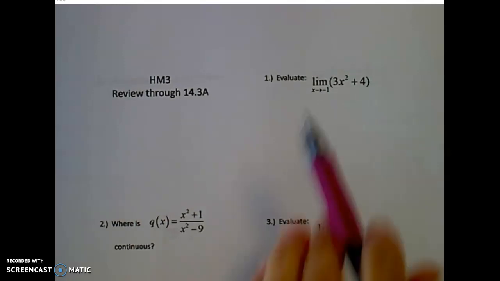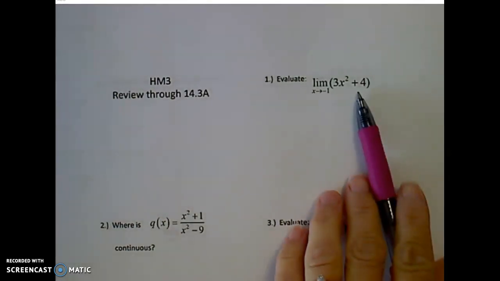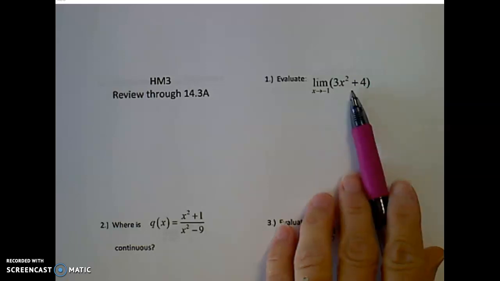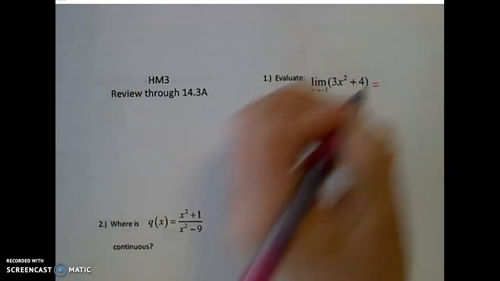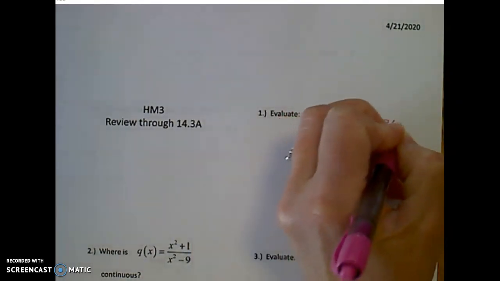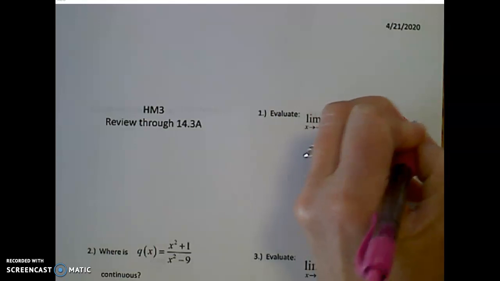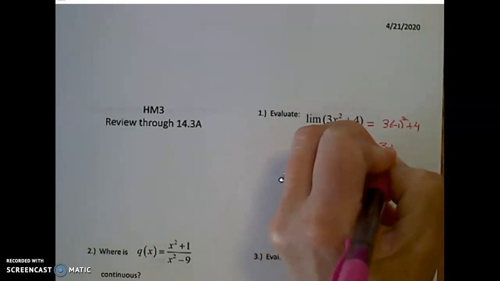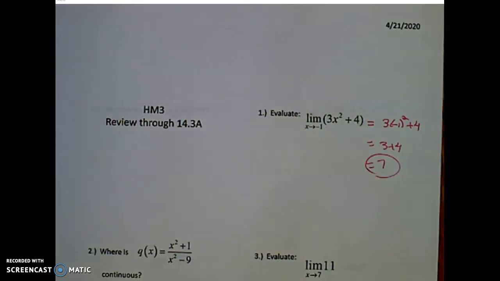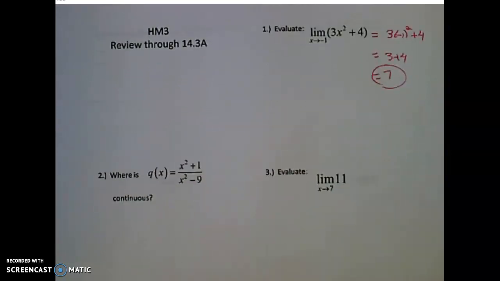Let's see. We're evaluating this limit. What are the function values approaching as my x values approach -1? That's a quadratic, no problem spots at all, so I can just plug in -1. 3 times -1 squared plus 4, which is just 3 plus 4, which is 7. So no problems there at all on that polynomial, that quadratic function.